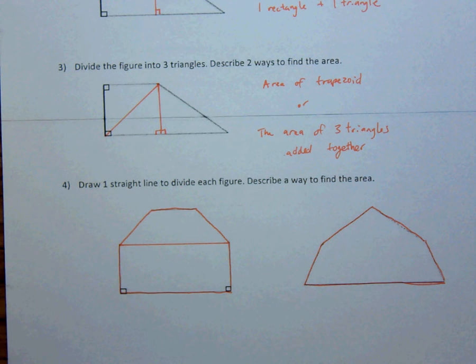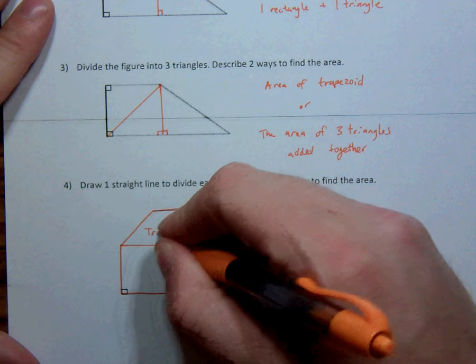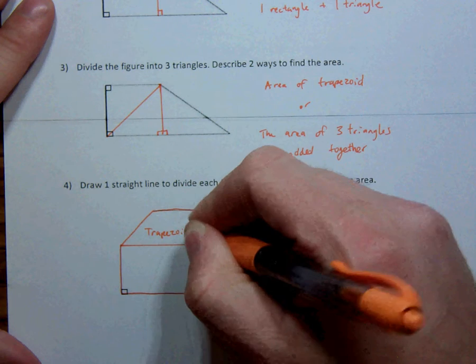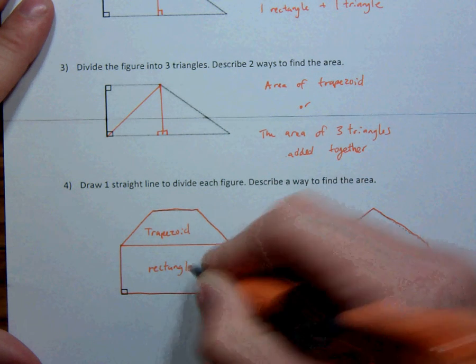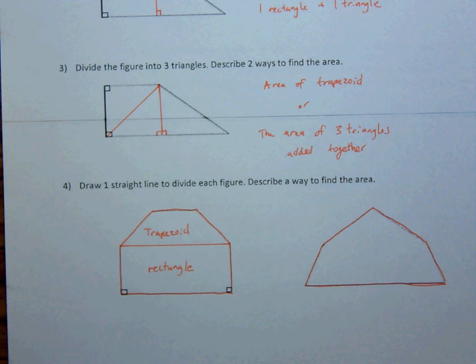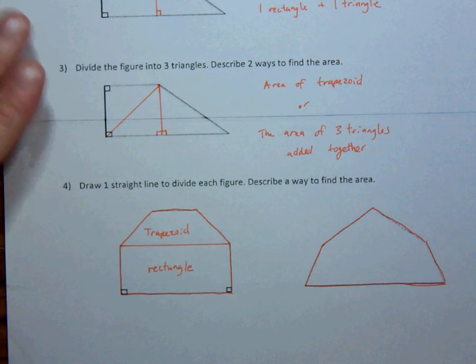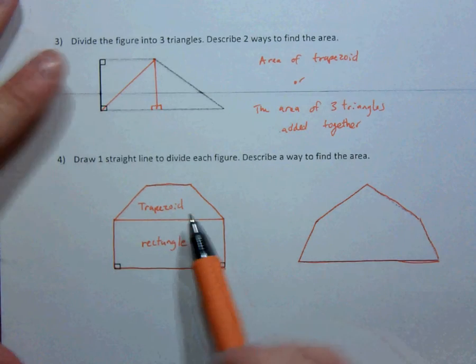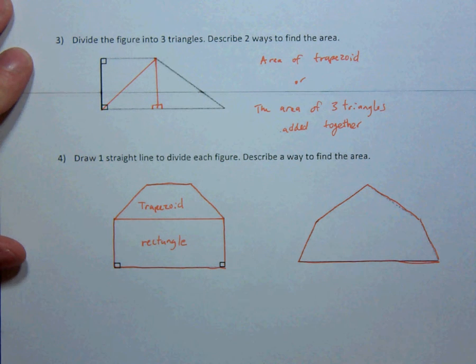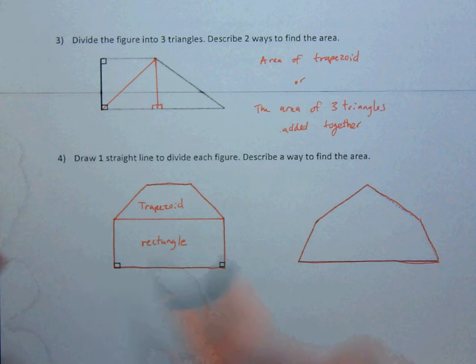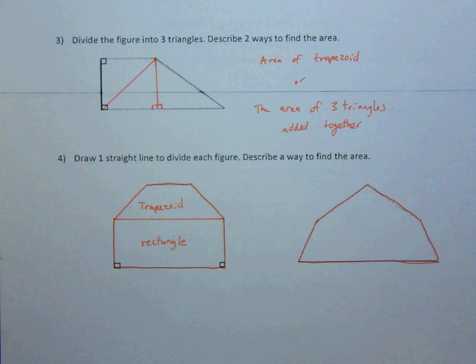So now I have a trapezoid and a rectangle. A trapezoid and a rectangle. So to describe a way to find the area, you would find the area of the trapezoid plus the area of this rectangle. Combine them, and you can find the area of this whole shape, which looks like maybe a house or a baseball home plate.